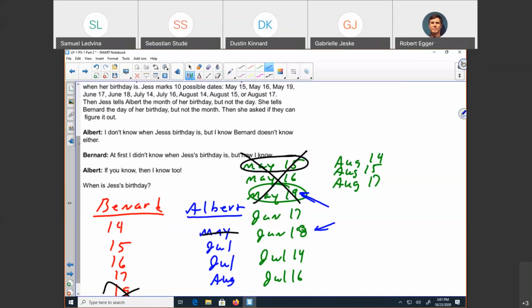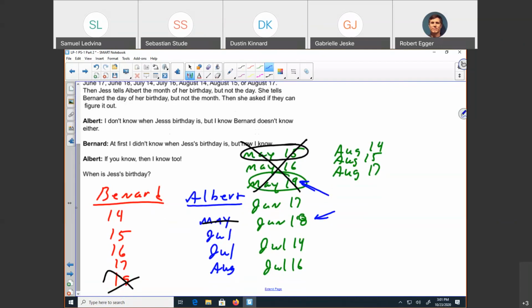Actually, if Bernard had been given the 19th or the 18th, he could have figured it out. I really got to start using my notes more than just for initial checks. Yeah, the 19th and 18th were onesies. So if he was given either the 18th or the 19th, he'd have figured it out. Jesse knew it couldn't have been the 18th or the 19th because it wasn't May or June. All right.